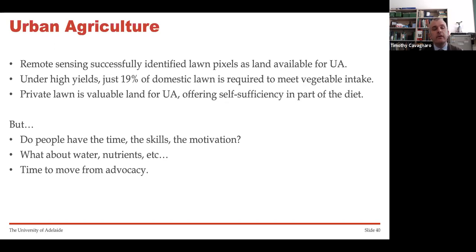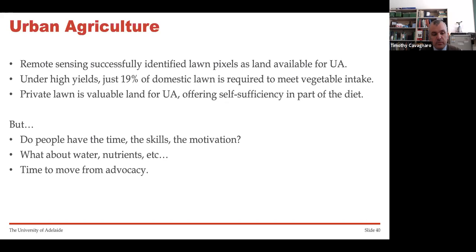Just because the land's there, it doesn't mean it's going to happen. Do people have the time? Do they have the skills? Do they have the motivation? I think in terms of motivation and time, in times of stress, we will start to see a greater shift towards this. Okay, skills: I think a lot of the skills associated with producing food in our own backyards have been lost in some ways, right? A lot of us know how to do it, but people don't produce their own food as much as they used to. And so I think there's an interesting education piece there.